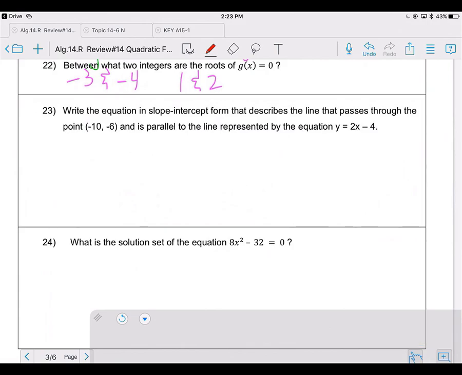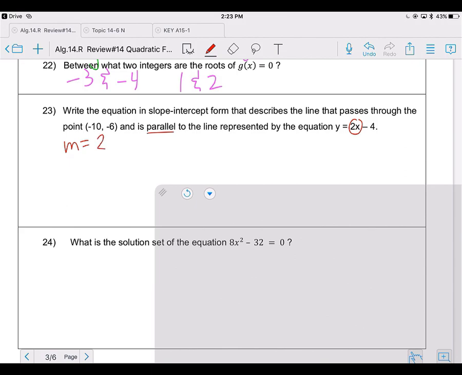Problem 23 wants an equation in slope-intercept form that goes through a point and is parallel to the equation given. So the first thing I need to remember is that parallel deals directly with the slope. Parallel lines have the same slope. I then have to remember that if I have a point and a slope, I need to plug into point slope.